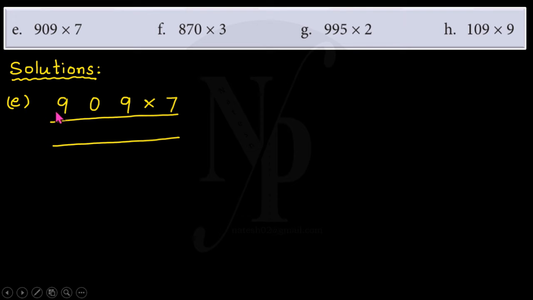Solution for E, I have written here 909 into 7 in one line. In the previous questions, the numbers were written in two lines. We can multiply writing the numbers in a single line also, like this. I will show how you can find the product writing like this. The procedure of finding the product will be the same. Only thing is we are writing these numbers in a single line. Apart from that, there is no change in finding the product.